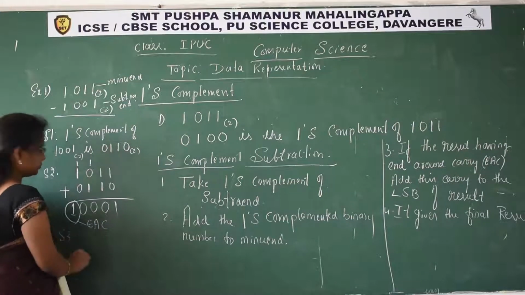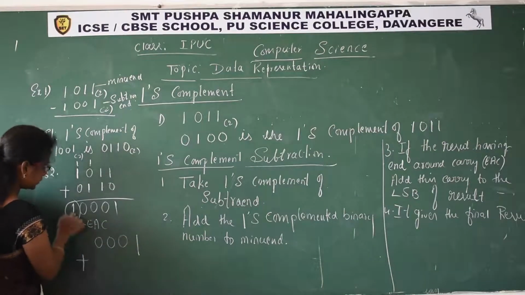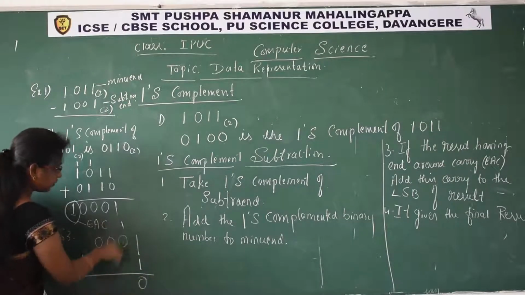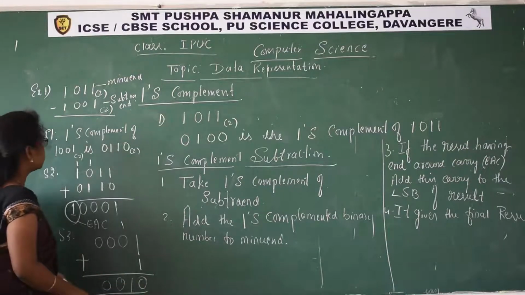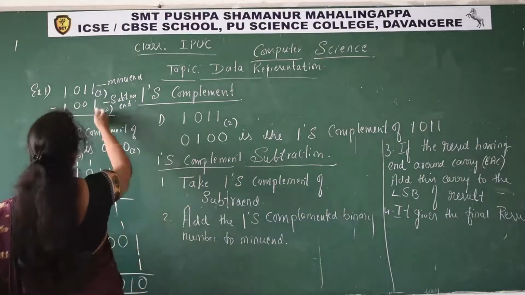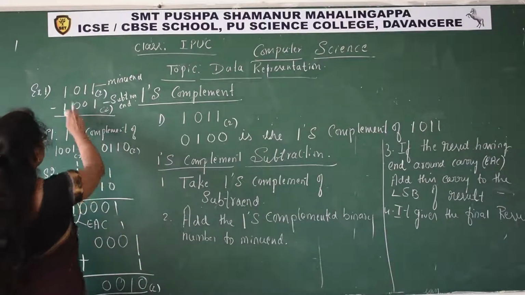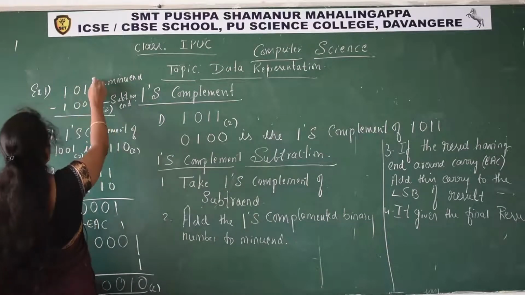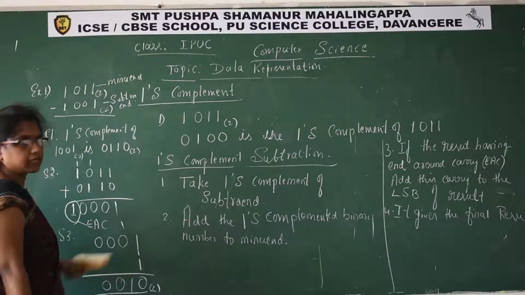Step 3. 0001 plus this carry, I am adding it to the LSB. 1 plus 1 is 0, carry 1, 1 plus 0 is 1, then 0, 0. The result is 0010, which is 2. He has given it in binary, so you keep it as it is, you should not convert into decimal. So what is the question here? 1011 is 8 plus 2 is 10, 10 plus 1 is 11, so it is 11, and the other is 9. 11 minus 9 is 2, we got the same thing.